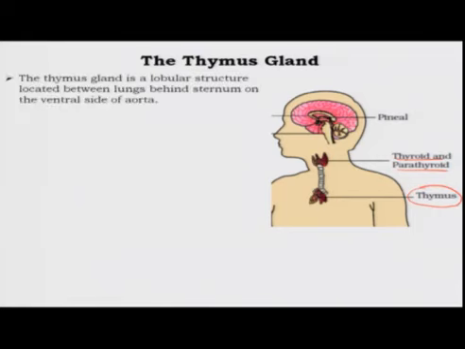The thymus gland is a lobular structure, meaning it has lobes, located between the lungs behind the sternum on the ventral side of the aorta. These are a lot of terms, so let me explain it to you. You know what the lungs are, right? In front of your chest there is a bone which is called the breastbone. This is the sternum, okay. So, it is behind the sternum, and it is on the ventral side of the aorta. The aorta is this big blood vessel that comes out of your heart, right. So, it is behind, on the ventral side of this.